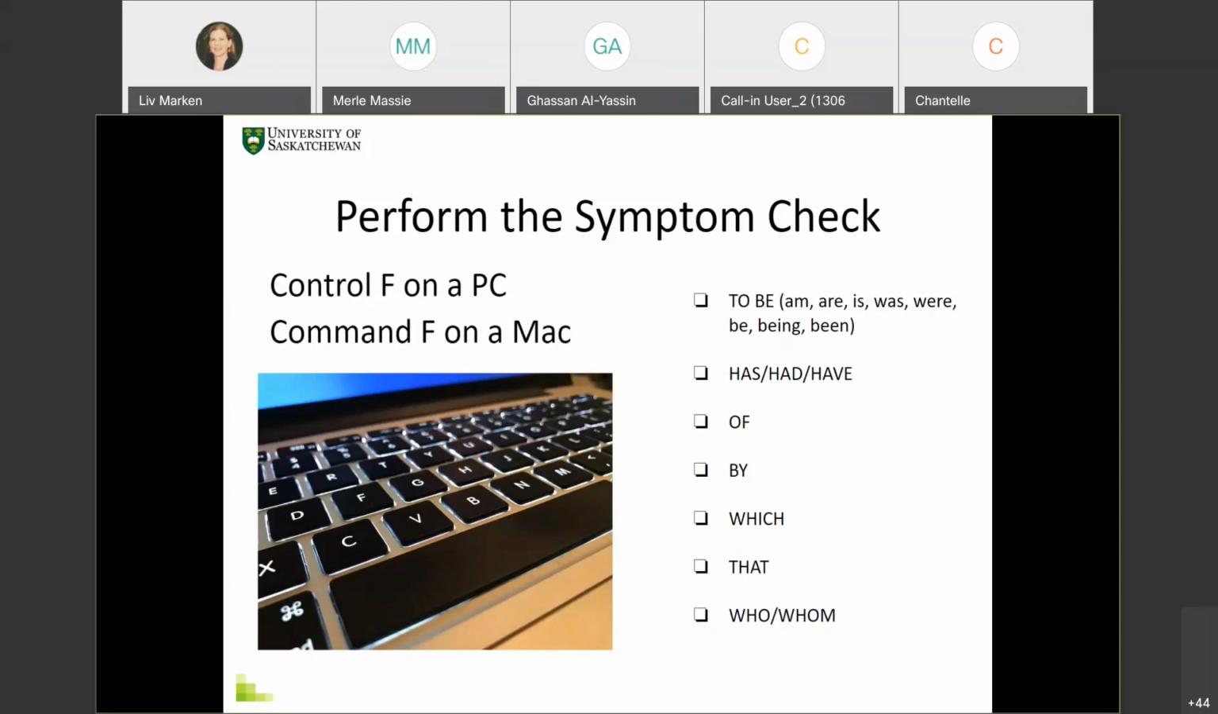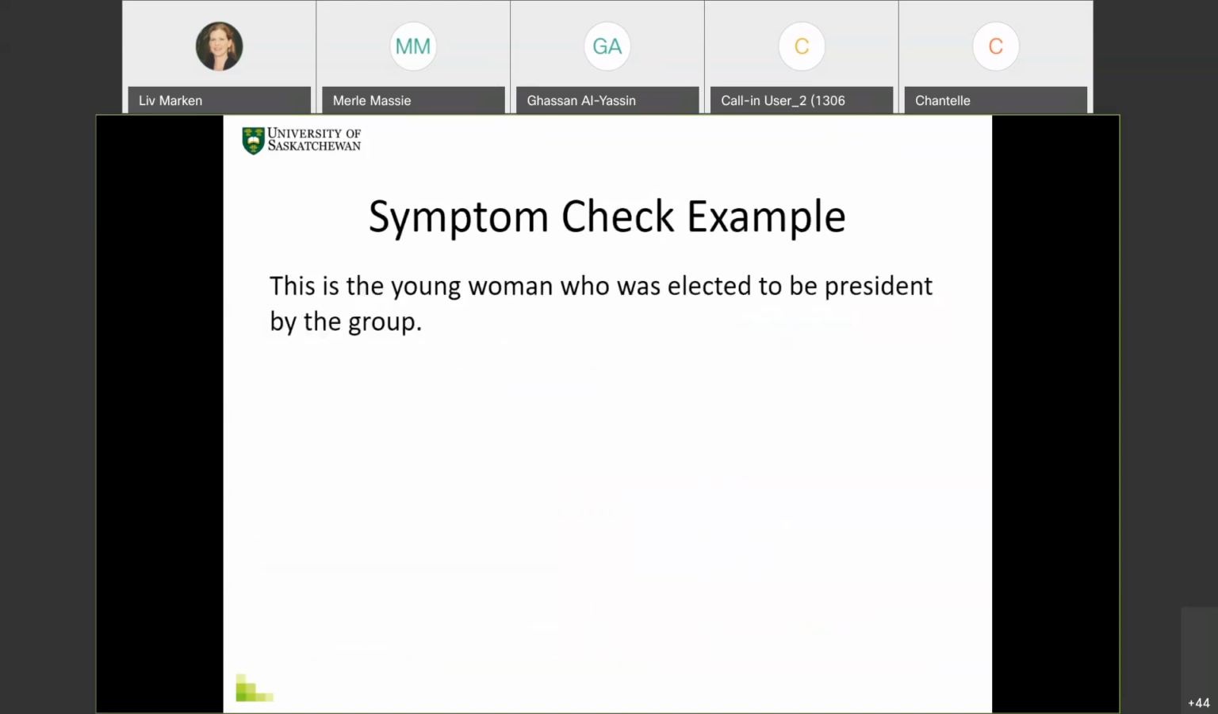Another one is "of." We tend to use "of" when we're trying to avoid deciding where to put the apostrophe for possession. So "voice of the speaker," we could change to "the speaker's voice." And so doing this check again of these words will catch a lot of what I was talking about before. Here's an example. So you can try this out on your own.